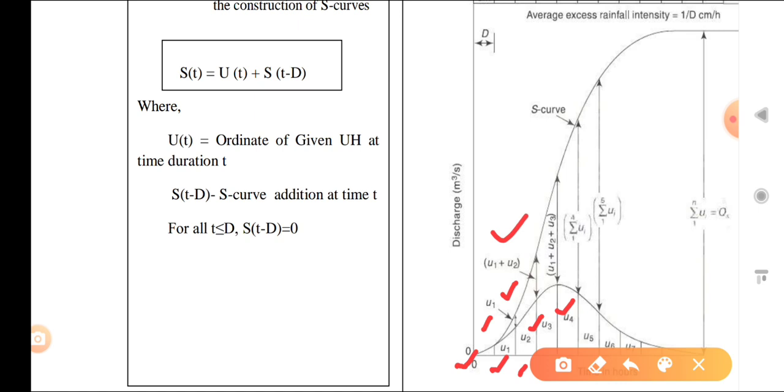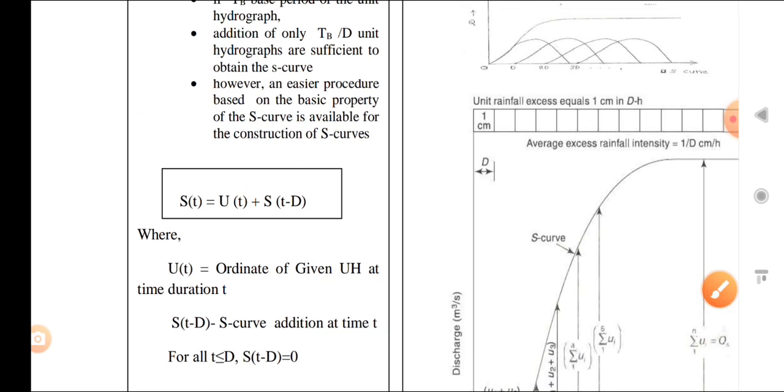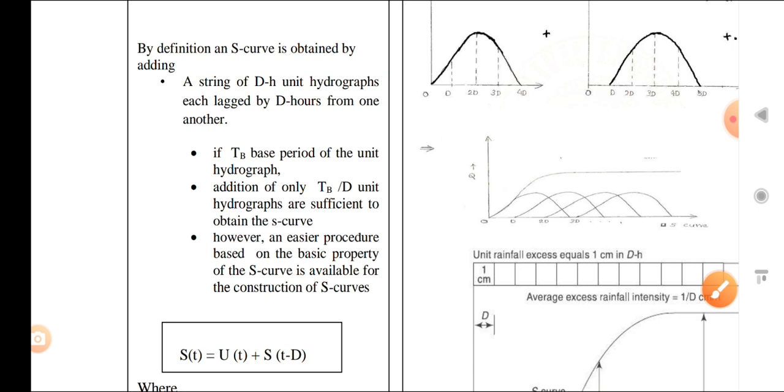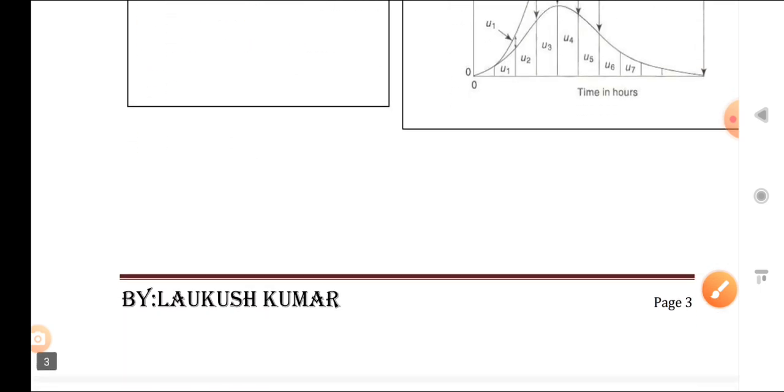So S(t) is the summation of U3 plus U1 plus U2. Same thing at t4: U(t) is U4, and S(t minus D) is U1 plus U2 plus U3. With the help of this method, we can make the S curve easily. In the previous method, lagging the unit hydrograph, it takes more time. Now we will see some examples, which will give a better understanding of how we make the S curve.